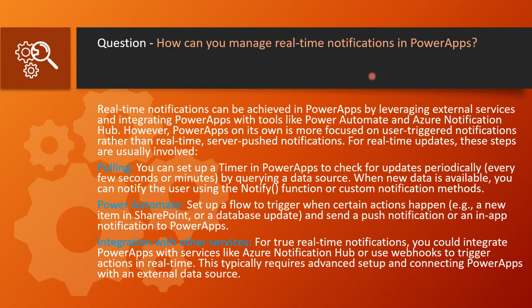Power Automate: set up a flow to trigger when certain actions happen, like a new item is created in SharePoint or any database update happens. In this case, you need to send a push notification or in-app notification into Power Apps. Last one is the integration with other services. For true real-time notification, you could integrate Power Apps with services like Azure Notification Hub, or you can use a webhook to trigger actions in real time. It basically requires an advanced setup and connecting Power Apps with an external data source.